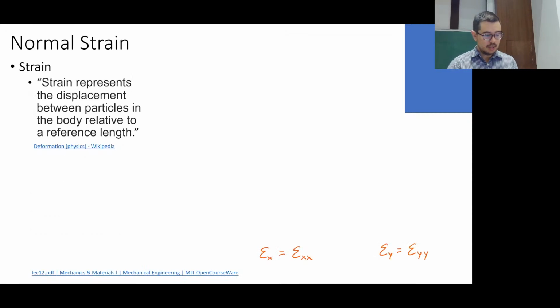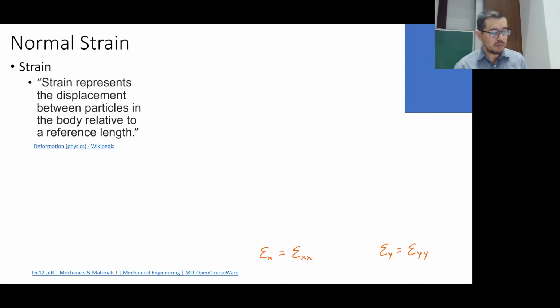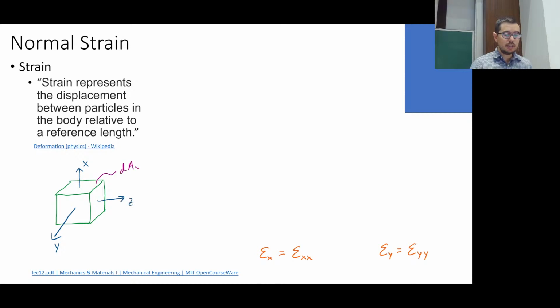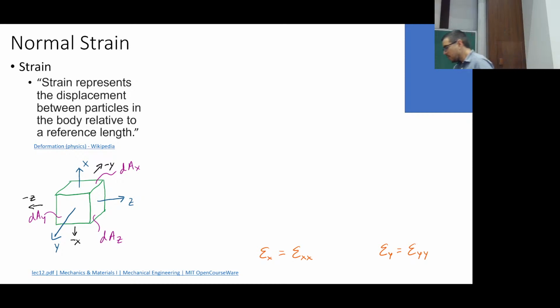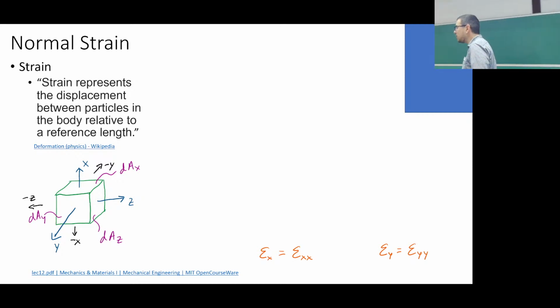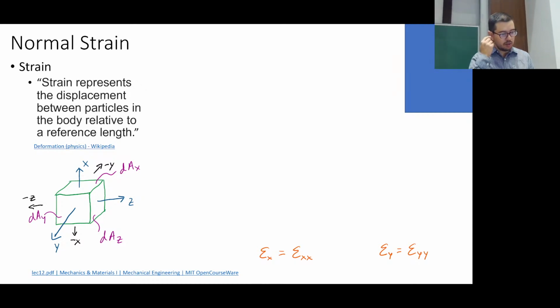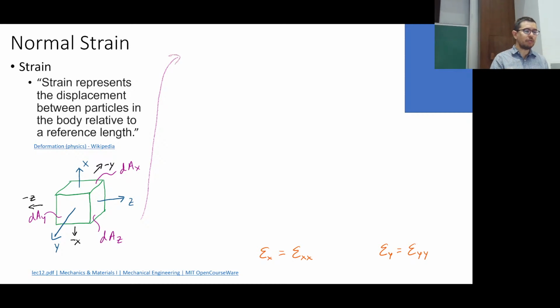So, normal strain. Strain represents the displacement between particles in the body relative to a reference length. Okay, so what are we talking about? We know what displacement is. We know what deformation kind of looks like. What is this strain, though? This strain is talking about displacement, and it's also talking about a reference length.